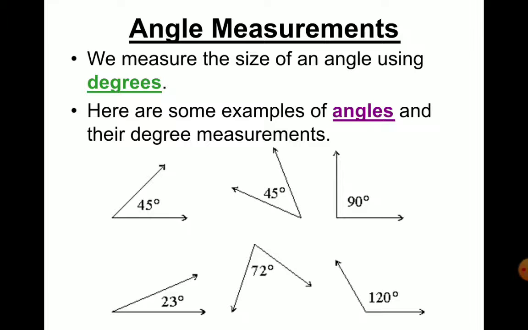Now, angle measurements. We measure the size of an angle using degrees, which is shown using a small circle. Here are some examples of angles and their degree measurements. To measure angles, you need a protractor that you can find in any stationery shop or in the geometry box you have.